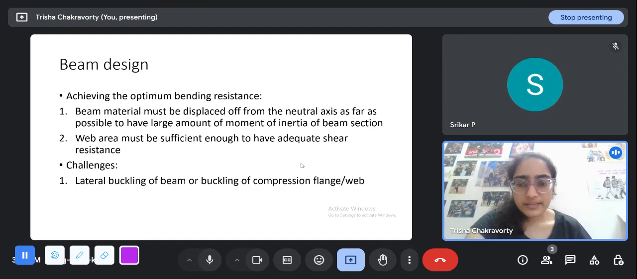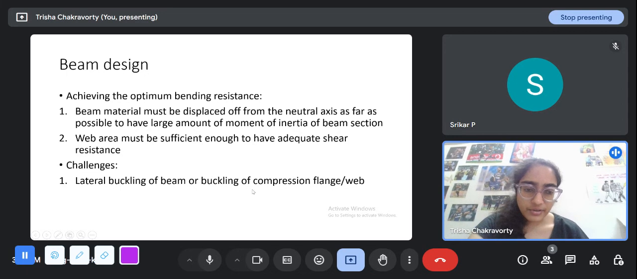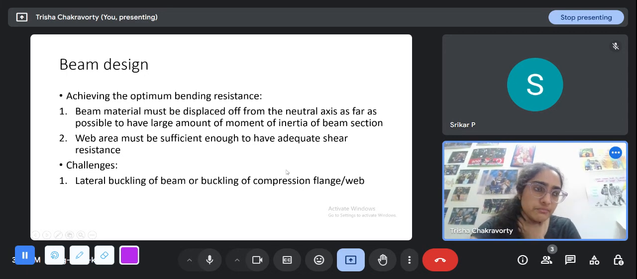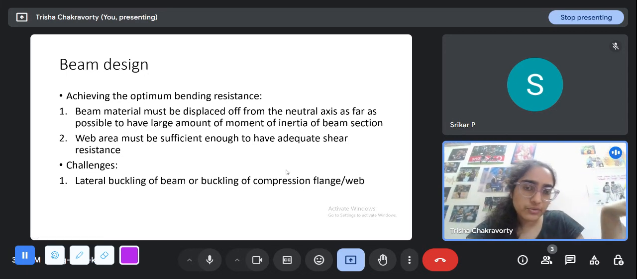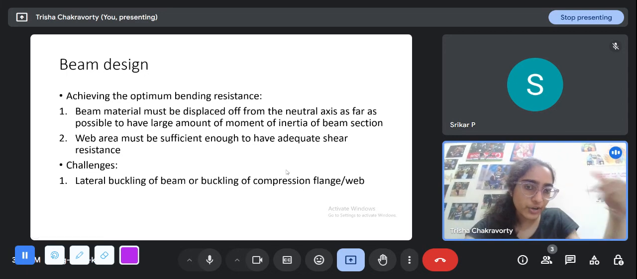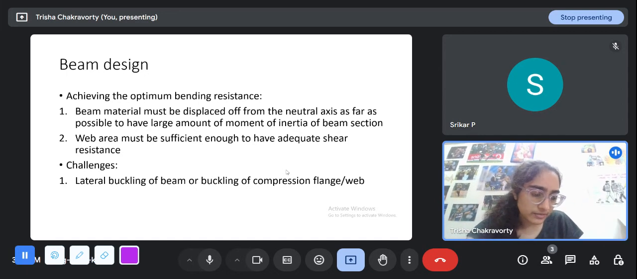And there are some challenges like lateral buckling of the beam, or buckling of the compression flange or web. This buckling of the compression flange or web generally occurs directly under a point load. In beams, we know that there can be uniformly distributed loads and there can be point loads. So under every point load, we have to check that there is no local buckling in the web.